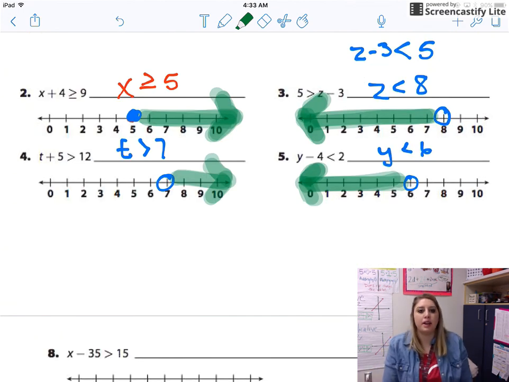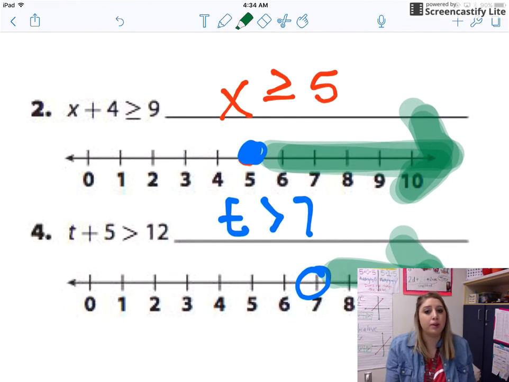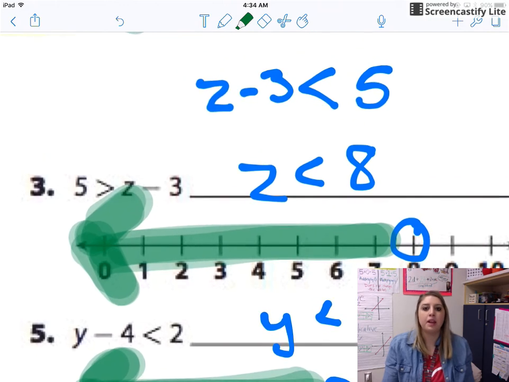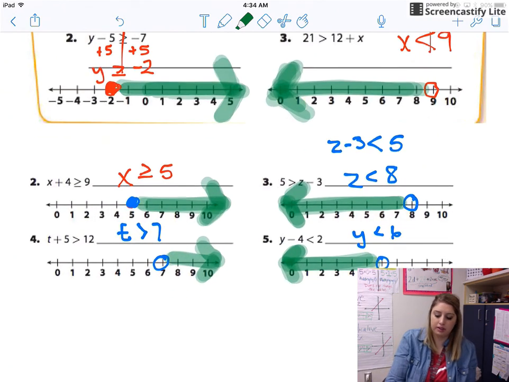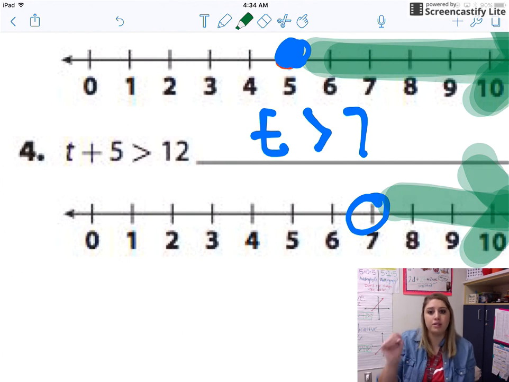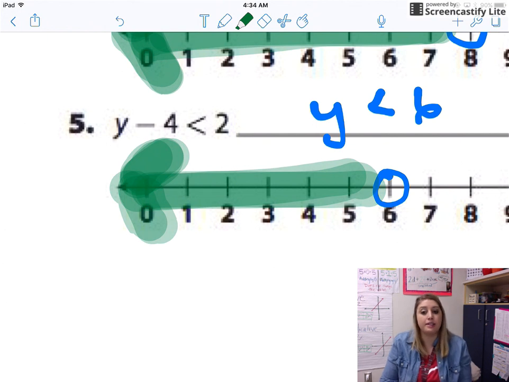All right, here's what I got for those. On number 2, I get x is greater than or equal to 5. I've got a closed dot, and I'm going greater than. On number 3, and if you get any of these wrong, pause your video and go back through and fix them and try to find your mistake. The next one I got z is less than 8, so open circle and my line pointing to the left. The next one, number 4, I got t is greater than 7, open circle, and I'm going to the right. And finally, number 5, I get y is less than 6, open circle, and I shade it in.